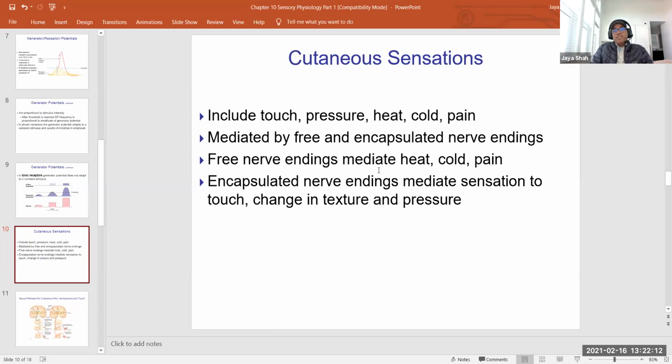Free nerve endings mediate heat, cold, and pain. Encapsulated nerve endings mediate sensation of touch, change in texture, and pressure. Change in texture means you touch your table, which is smooth, and you touch the pavement, which is rough texture, or some is smooth, some hard, some soft texture. Okay. For them all, they are separate receptors.